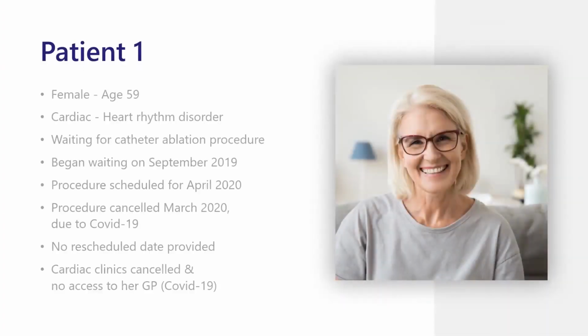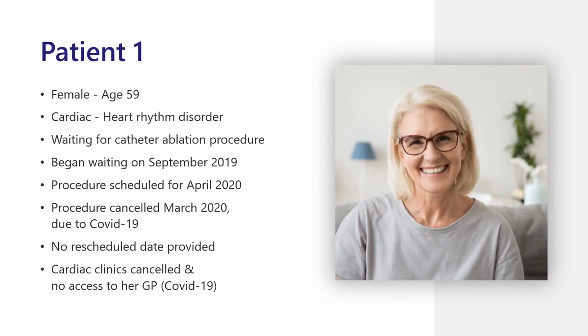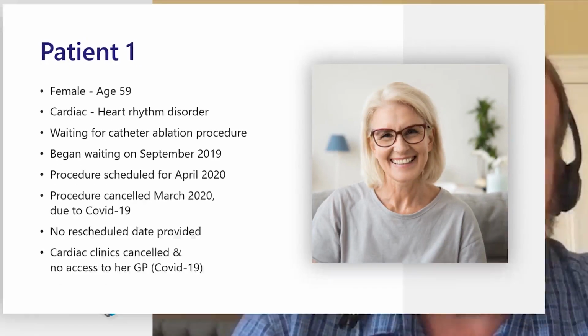So just to give you some practical examples, this first case is a patient of mine, a 59-year-old woman who has recurrent atrial fibrillation. Atrial fib is a heart rhythm disorder that makes the heart go very fast and irregular.